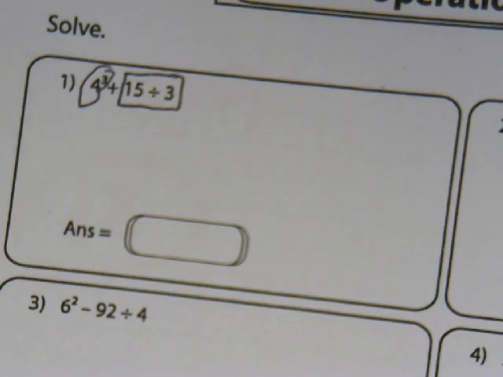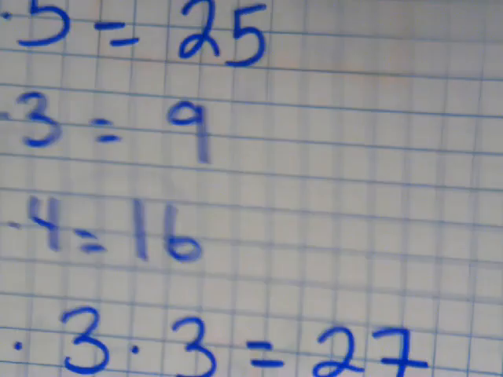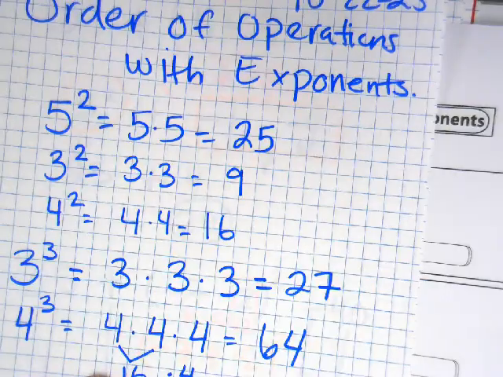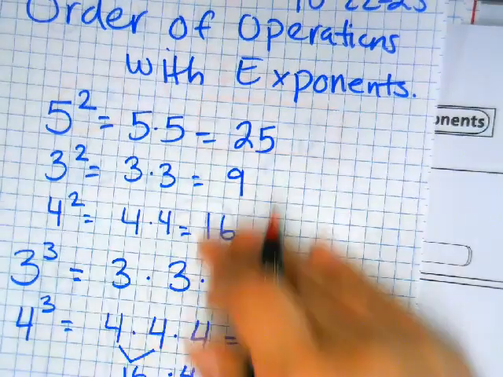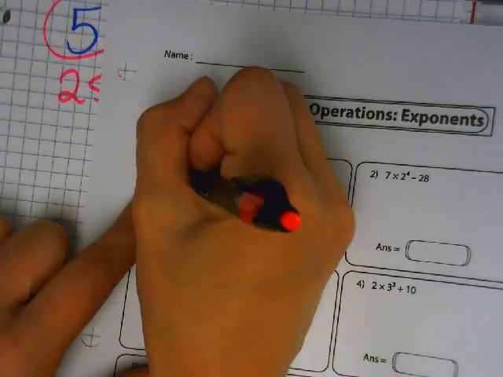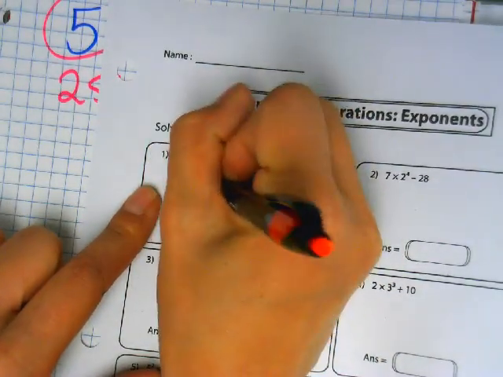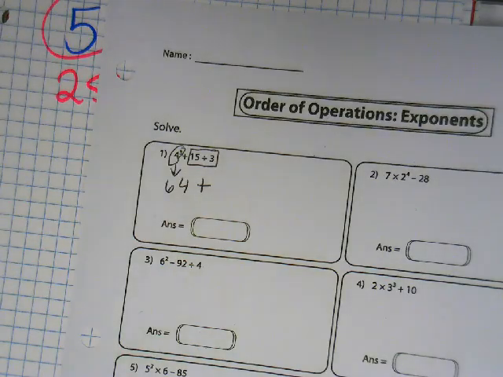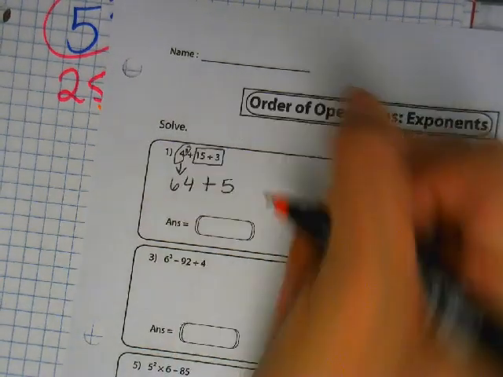So if I were you, I would have your notes opened up to this page and your agenda open to your multiplication table. You're going to need this and your multiplication table. So this is 64 plus, what's 15 divided by 3? 5. Done.